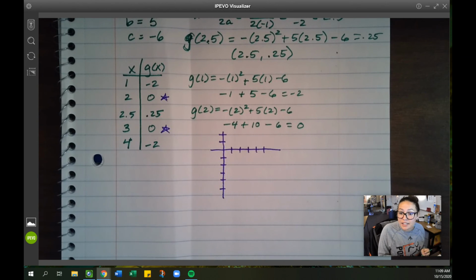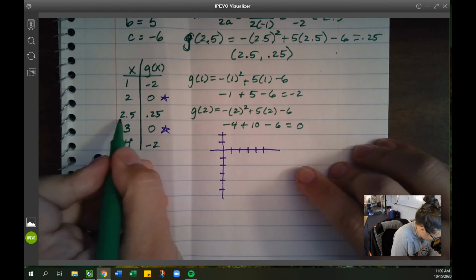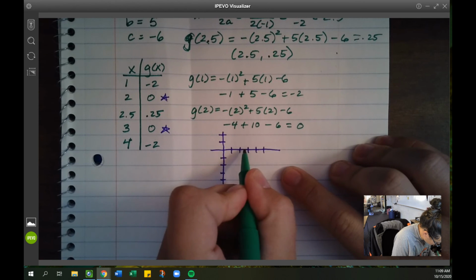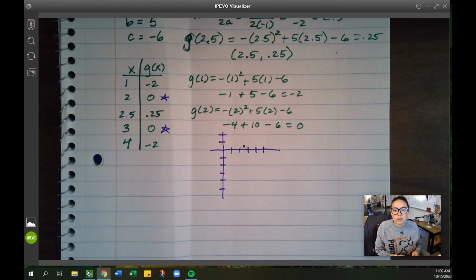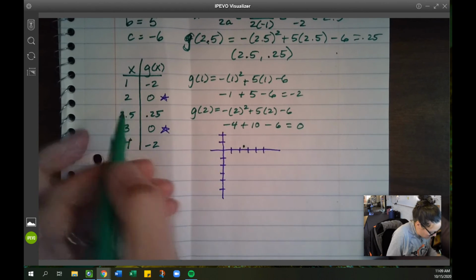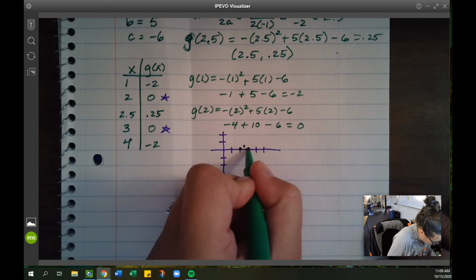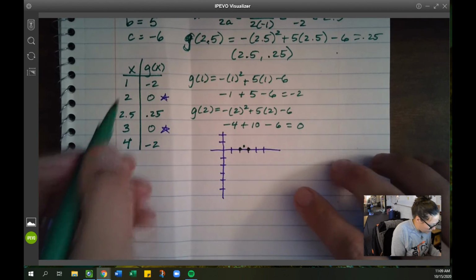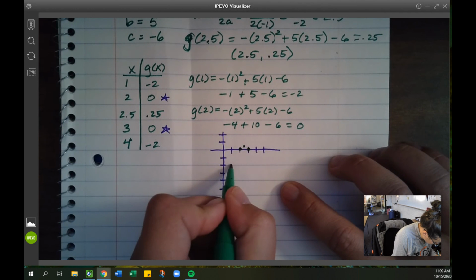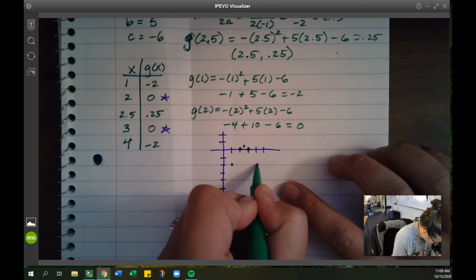And again, I like to start with the vertex. So 2.5, 0.25. That's going to be between 2 and 3, and then just above the x-axis. Then I have 2, 0, and 3, 0, which are my x-intercepts, or zeros. And then I have 1, negative 2, and 4, negative 2.